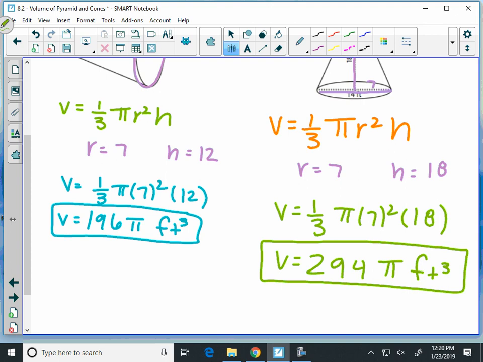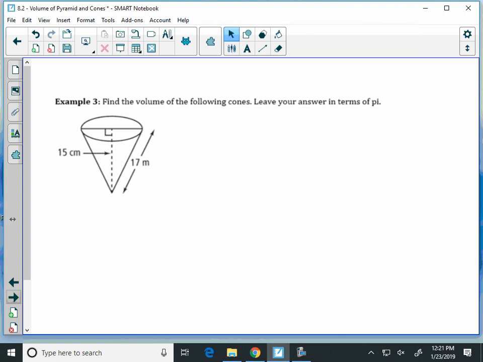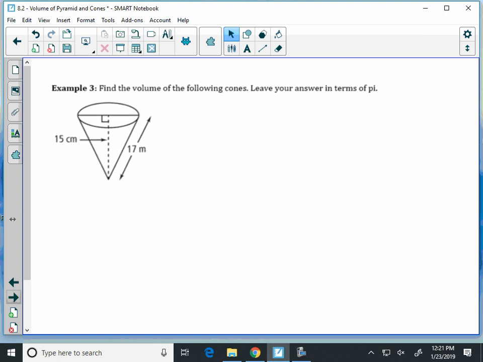Okay, we take a look at example 3. It says find the volume of the following cones. Give your answers in terms of pi. I'm finding the volume of a cone. I'm going to write down the formula for a cone.